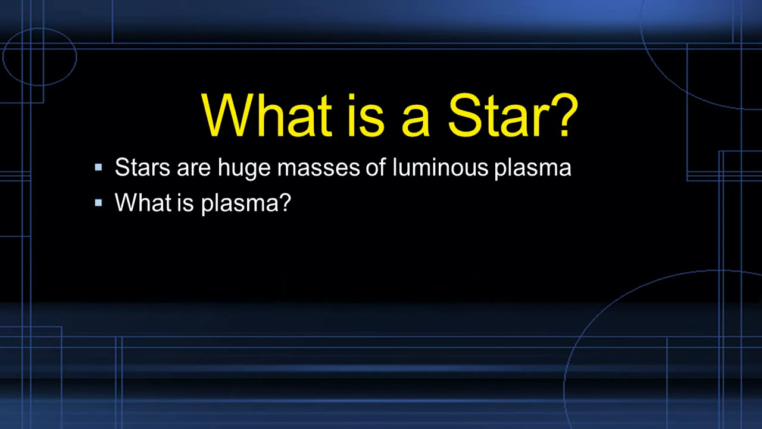So, what is a star? Here's the working definition we have. Stars are huge masses of luminous plasma. Which brings up, of course, the question, what in the world is plasma? Well, you know about solids, liquids, and gases, right? Well, it turns out plasma is a fourth state of matter.